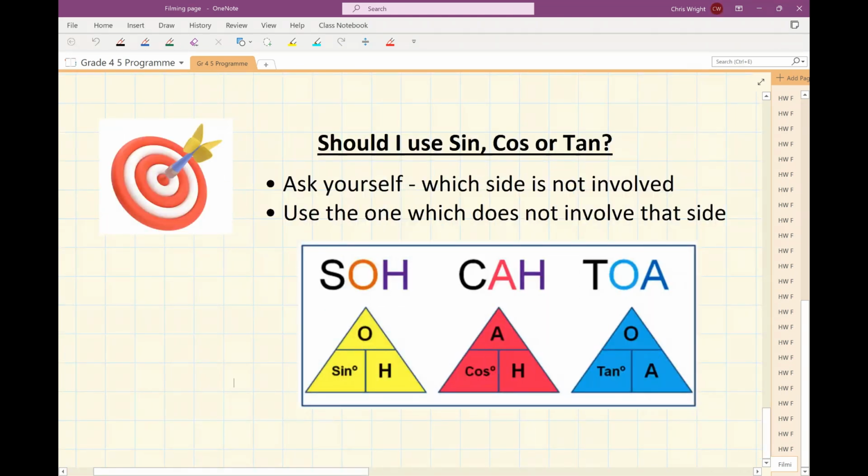So what do you need to remember when you're deciding whether to use sine, cos or tan? Well, ask yourself which of the sides is not involved, and then use the one, the sine, the cos or the tan, which does not involve that side.